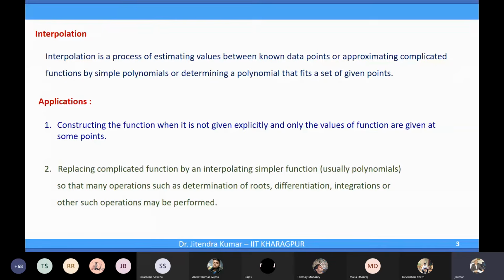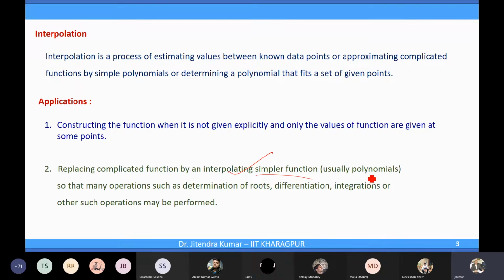Replacing a complicated function by a simpler interpolating function, because usually polynomials are very simple functions, so we are talking here about polynomial interpolation. But in general, interpolation is a rather general term where not necessarily polynomials have to be fitted, but you can have some other simple functions fitted to the given data points. But we'll be talking about polynomials only.